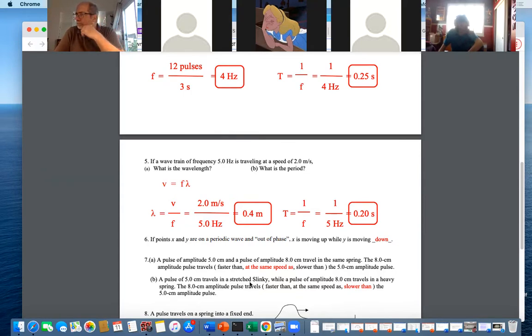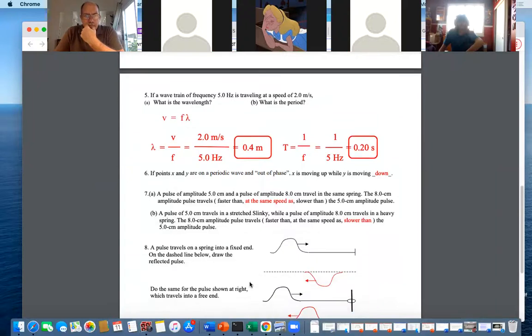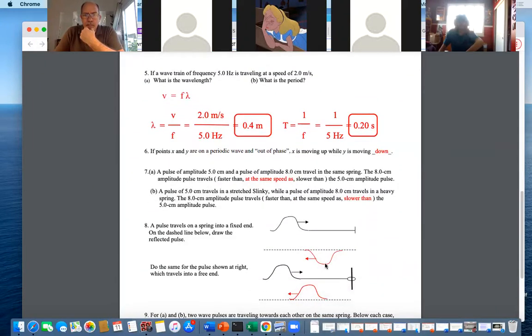Questions, comments so far? All right. Fixed end reflection comes back out of phase, and free end reflection comes back in phase. And I saw that in many cases.